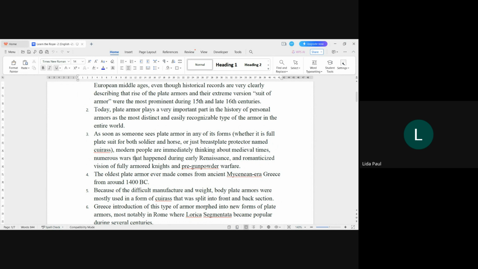Now, third one. "As soon as someone sees the plate armor in any of its forms, whether it is full plate suit for both soldier and horse, or just breastplate protector named cuirass, modern people are immediately thinking about medieval times, numerous wars that happened during early Renaissance and romanticized vision of fully armored knights and pre-gunpowder warfare."